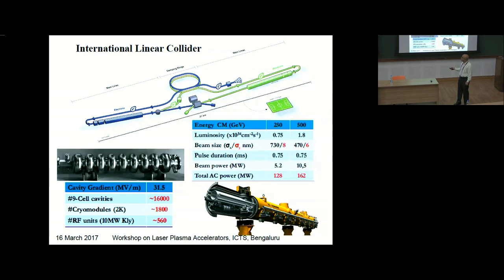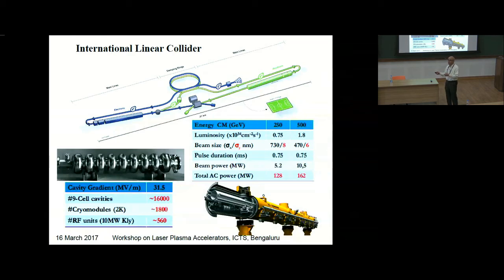You can see the luminosity which is expected is of the order of 10^34 per square centimeter per second. The beam size is of the order of 730 nanometers by 8 nanometers. So the length will be 730 nanometers, and the width is 8 nanometers. You can see the type of controls and the type of focusing and emittance that is required for such a machine. So this is what has to be achieved. And it will require this kind of cavities, 16,000 cavities.